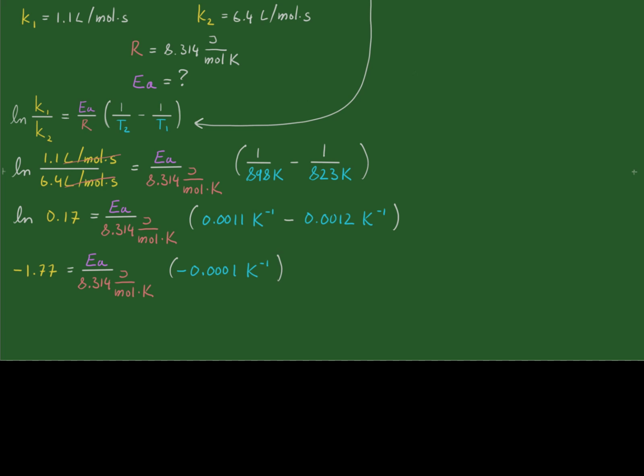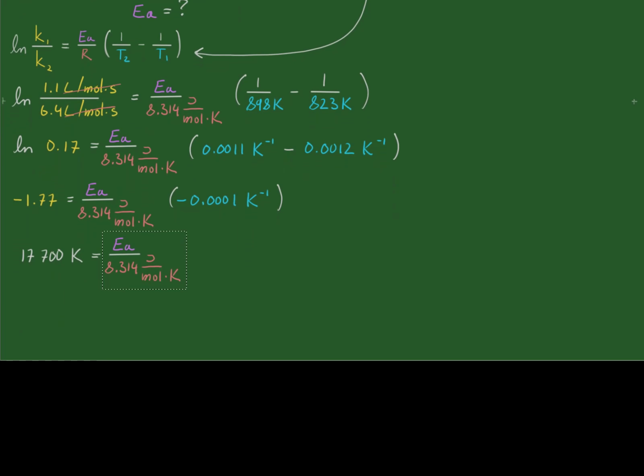Now, because I'm trying to get the activation energy alone on one side, I'm going to divide negative 1.77 by negative 0.0001 per Kelvin. So if I do that on my trusty calculator, I get 17,700, and now the unit is Kelvin. Equals, once again, I'm just going to take a shortcut and paste activation energy over the ideal gas constant. Scroll further down.